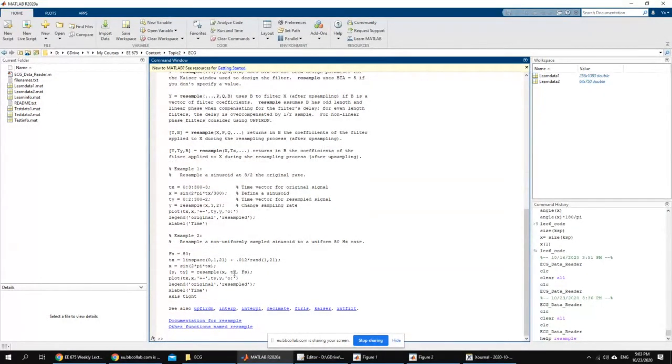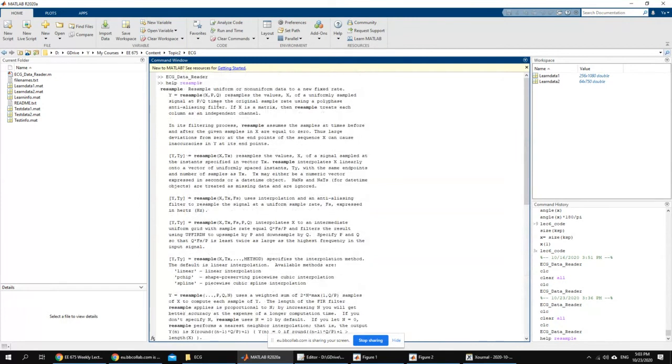Okay, so F sampling is 250 here. You resample uniformly at P over Q times the original sampling rate. So if I start with samples at 250, and I would like them to be 360, then I would like to resample by a rate of 360 over 250. So I put here 360, I put here 250.